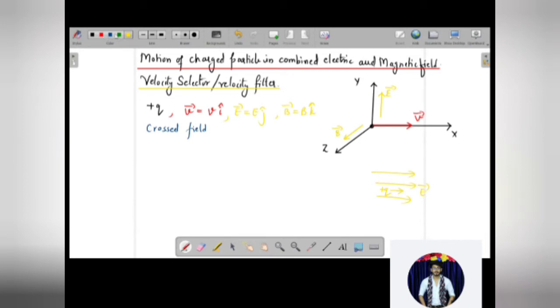So the force acting over here on this charge will be something like this. This is going to be my force acting on the charge Q, and this force is going to be what kind of force? The electrostatic force.